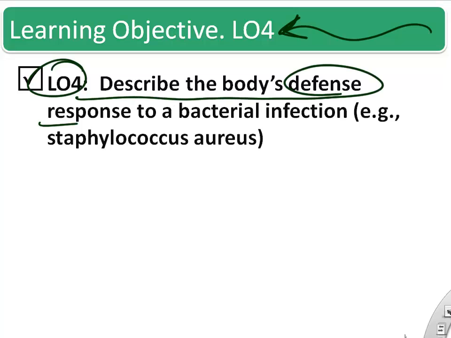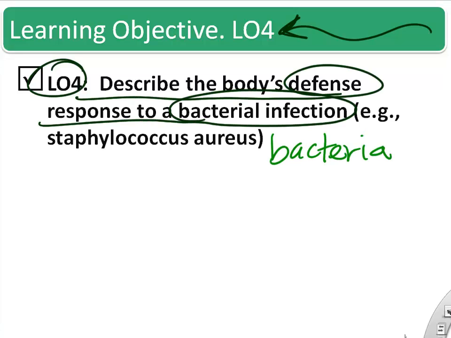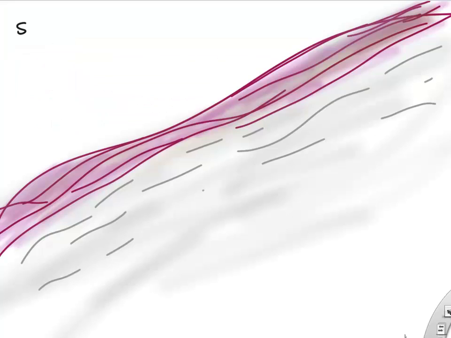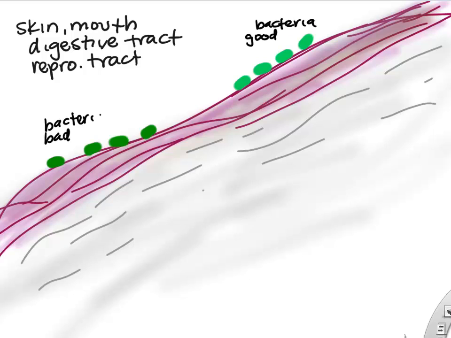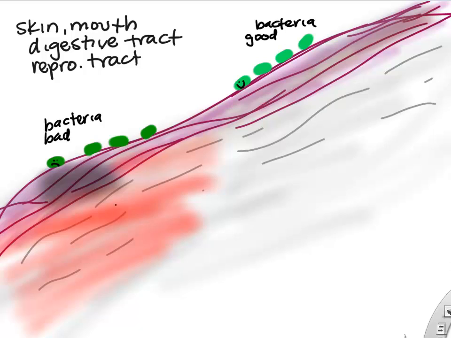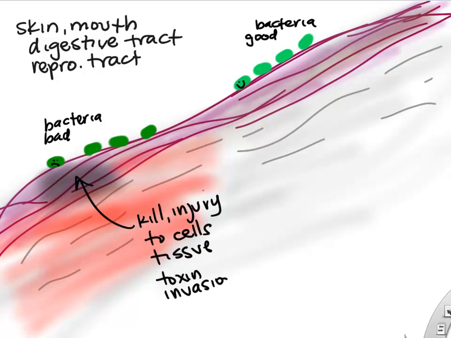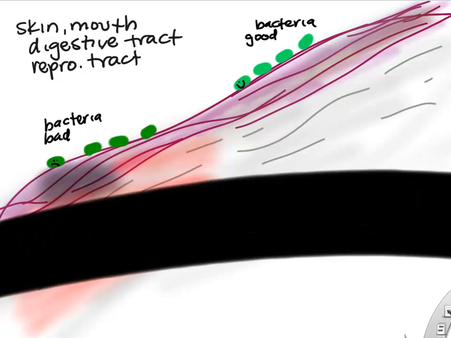The next learning objective is to describe the body's defenses to a bacterial infection. So remember, bacteria are single-cell organisms that live on our skin, in our mouth, in parts of our digestive and reproductive tract. These bacteria are often good bacteria that live on us our whole lives, but some bad bacteria can cause localized and even systemic illness. They can cause destruction and death of our cells and our tissue. They can cause inflammation. They do this by releasing things like toxins or sometimes even invading our cells.